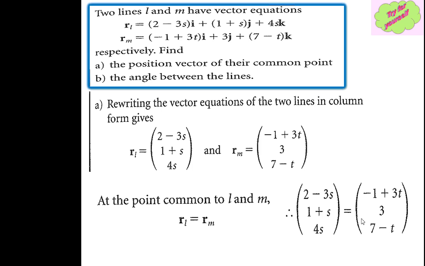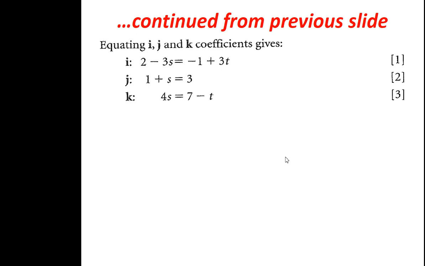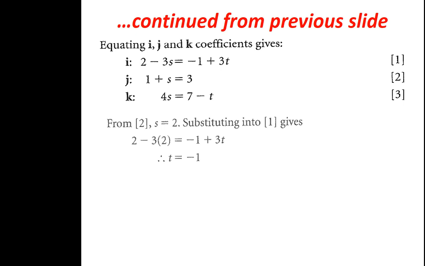And what could we do then? If you set them equal to each other, you could do a fair bit of solving at this point. Because basically that should equal that, that should equal that, and that should equal that. Let's continue this on the next slide. So equating the i and j coefficients, like I just said, that one equals that, that one equals that, that one equals that. So we've got three different equations going on here.